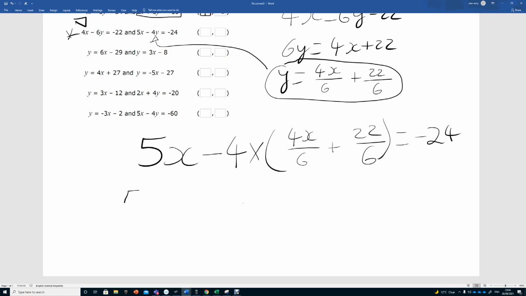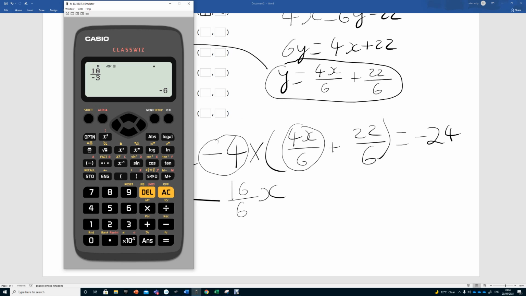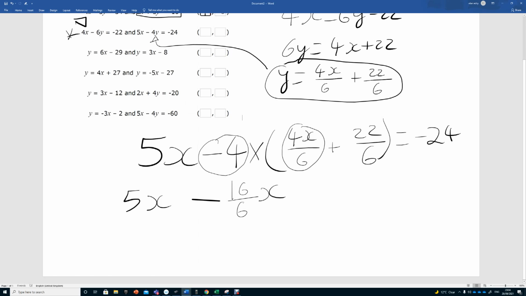So we have 5x, and then you've got minus 4 times 4x over 6. Minus times a plus is a minus. That's going to be minus 16 over 6x. Now on your calculator, if you do minus 4 times 4 over 6, it'll probably simplify that to 8/3, so minus 8/3. So we'll just write that in, minus 8/3 x, exactly the same, which is simplified.